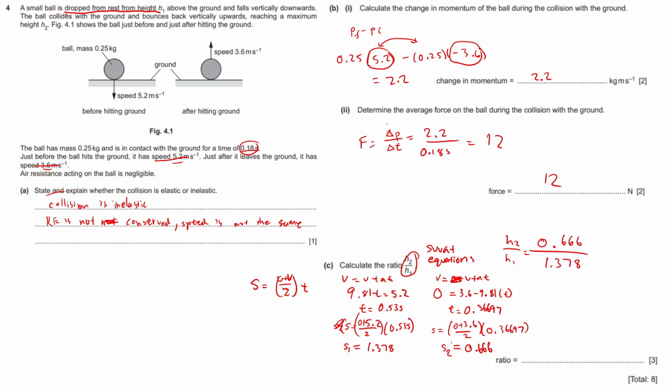And this is going to be roughly equal to, I think, 0.48. So that's going to be the answer for that, rounded to two significant figures. For that question, we use a combination of SUVAT equations to determine the heights which the balls traveled. And then at the end, we just compare the heights.